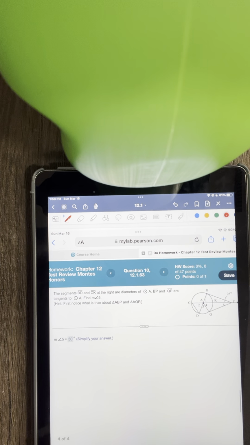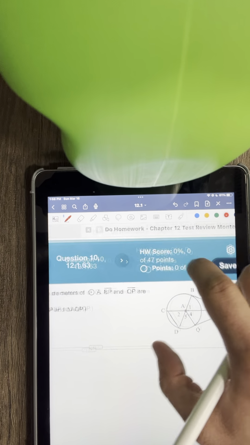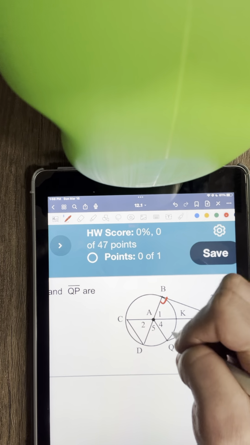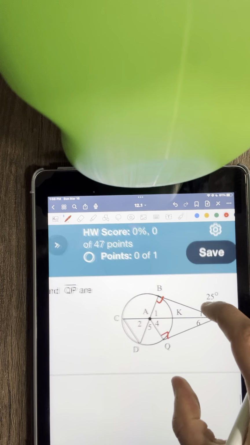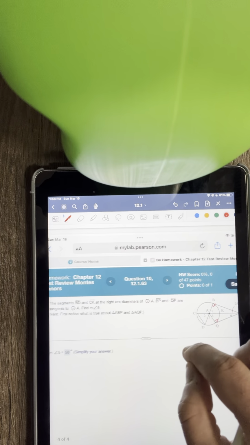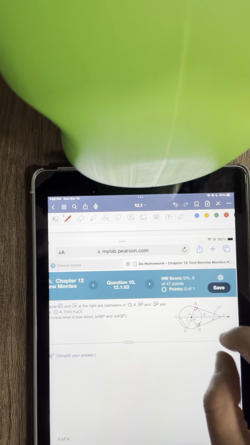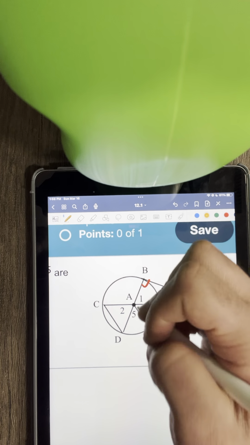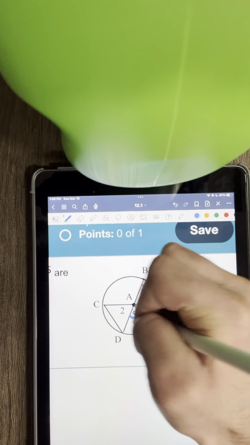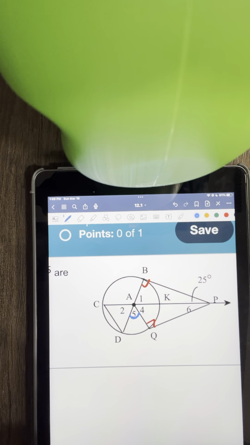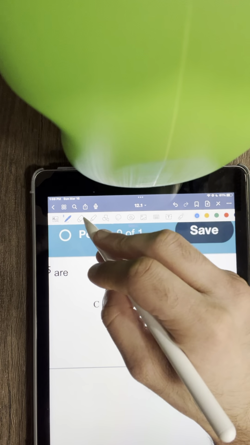The segments BD and CK at the right are diameters, okay? BP and QP are tangent, okay? So I'm going to do this. Tangent, okay? Find the measure of angle 5. So I want this. Well, okay, I got it.